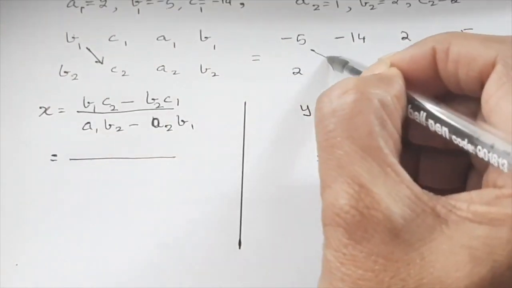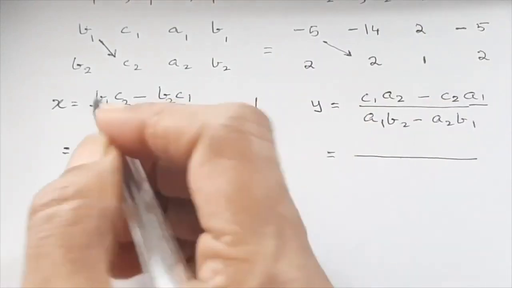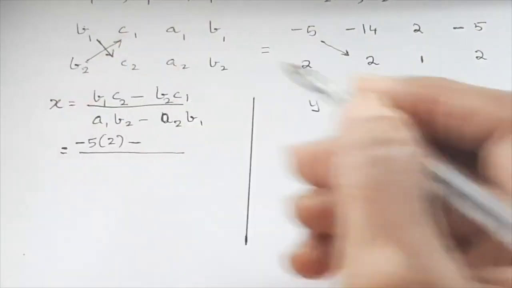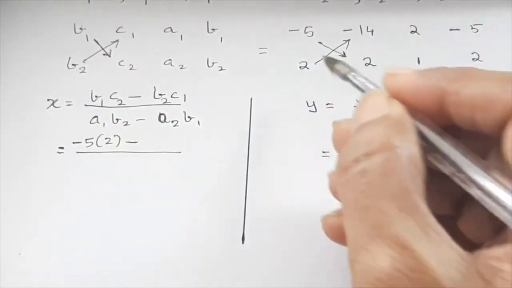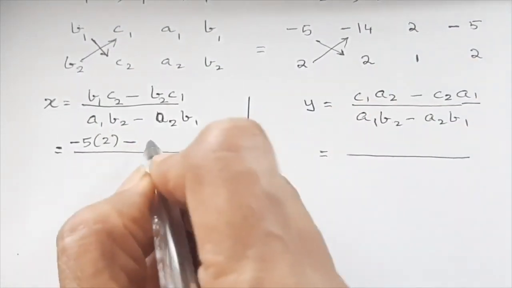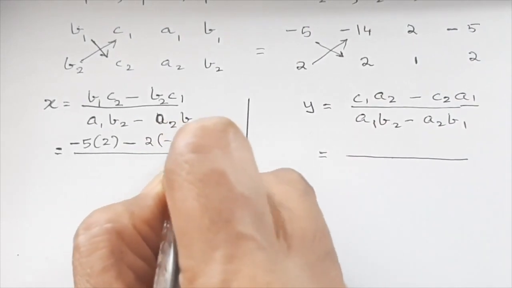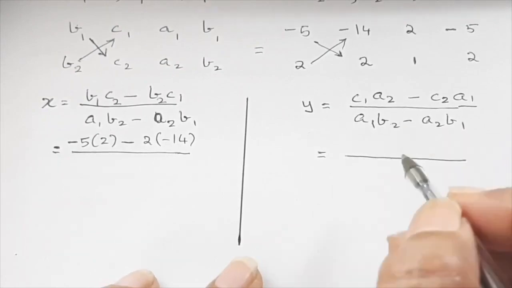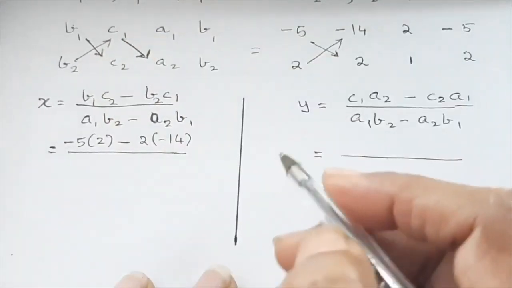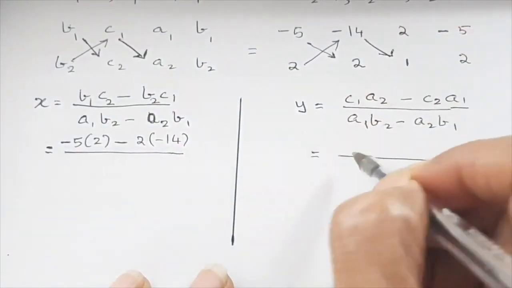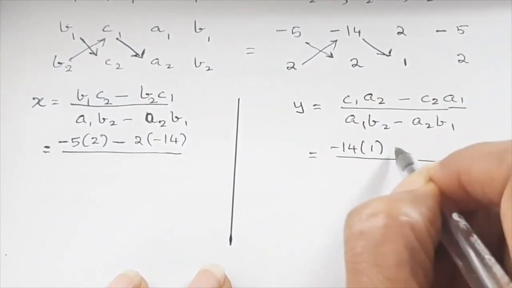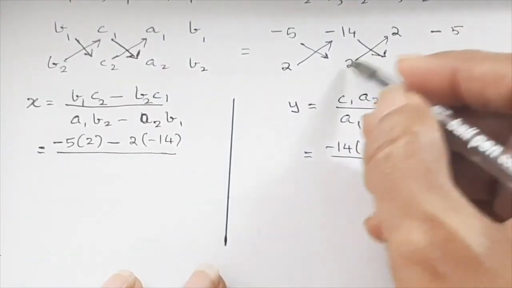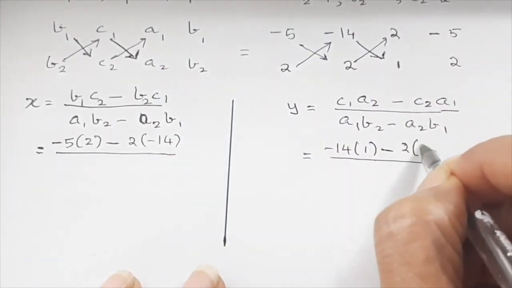Now to substitute B1 C2, we will do cross multiplication like this. So minus 5 into 2. Minus B2 C1. So here also it will be B2 C1. So that will be 2 into minus 14. Then let us write the numerator on this side. For this we will have C1 A2, so minus 14 into 1 minus C2 A1. So we will do C2 A1, that will be 2 into 2.